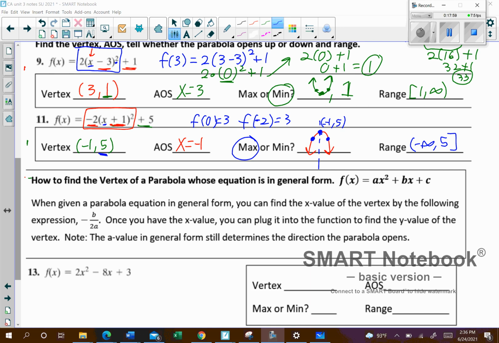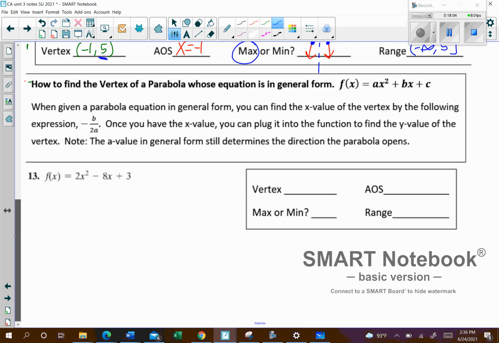Okay, now we're going to look at the general form. And this might be a form you might be more familiar with. And so we're going to just approach it a little bit differently. So how to find the vertex of a parabola whose equation is in general form. So here's our general form. f of x equals ax squared plus bx plus c. And so if you look at number 13, you can kind of see an example of what that equation looks like.